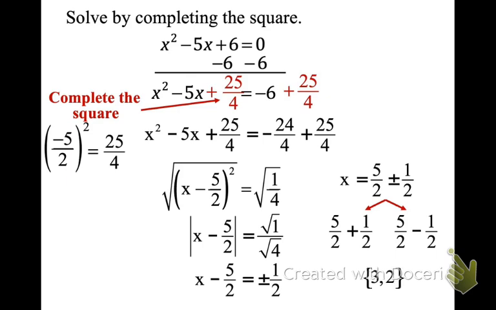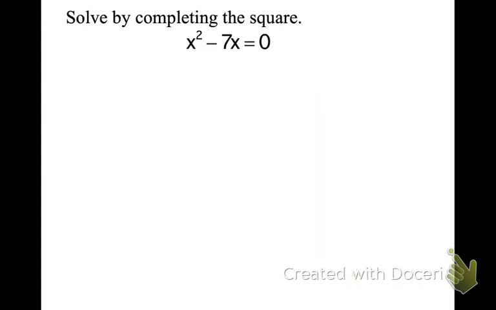And then we end up with 6/2, which is 3, and 4/2, which is 2. All right. Next one. Now, given a choice, I would not solve this by completing the square because this is factorable, and it would be easier. But because they said solve by completing the square, I'm using that method.